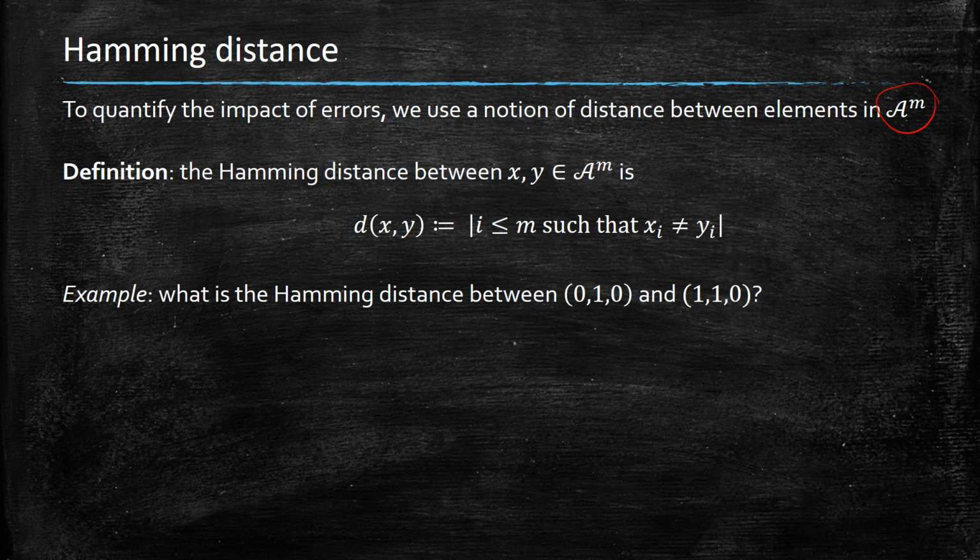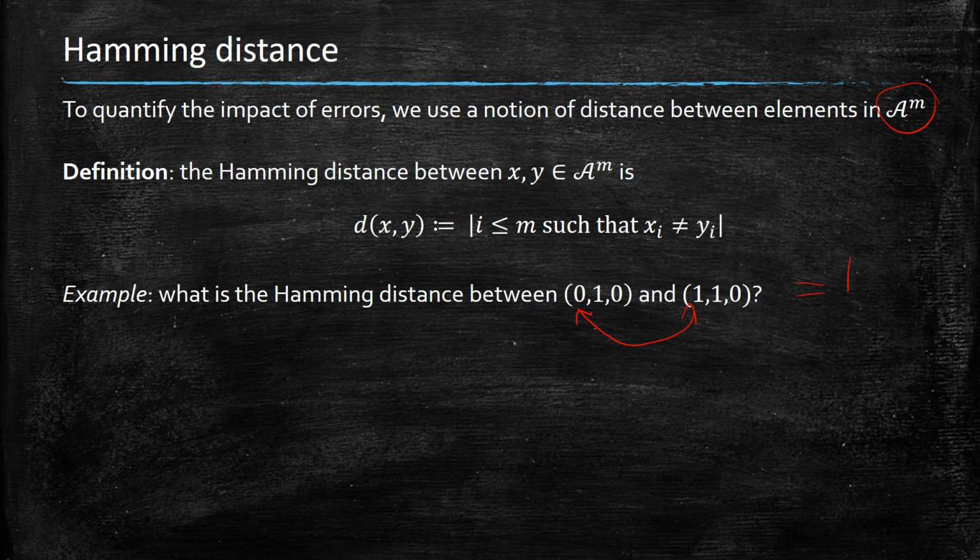So for example, the Hamming distance between 0, 1, 0 and 1, 1, 0 is going to be 1 because they differ only on the first coordinate. Okay. Now be careful, the Hamming distance is not the Euclidean distance.